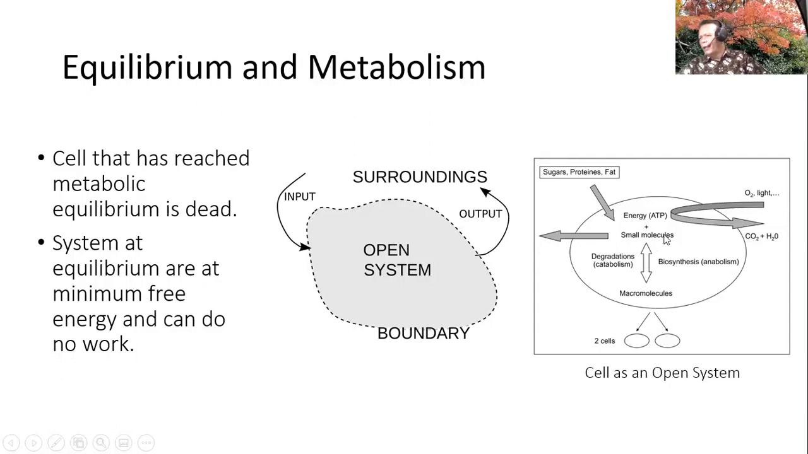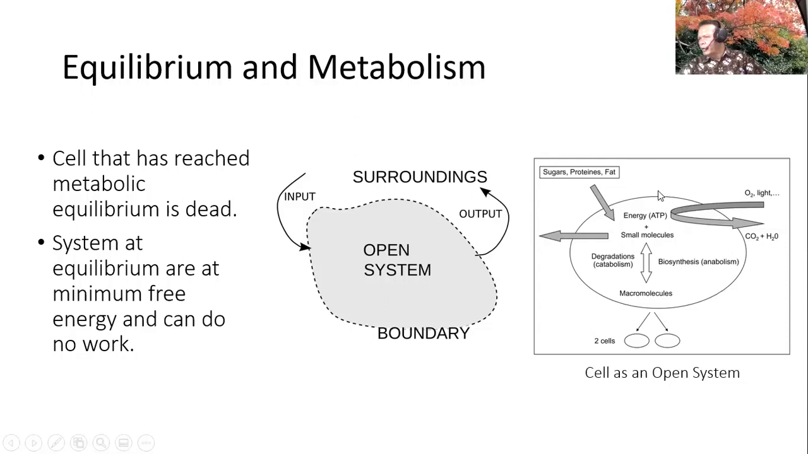The cell is an open system. Why should we claim that this cell is an open system? Let's say this is the cell, and this is a membrane, for example.